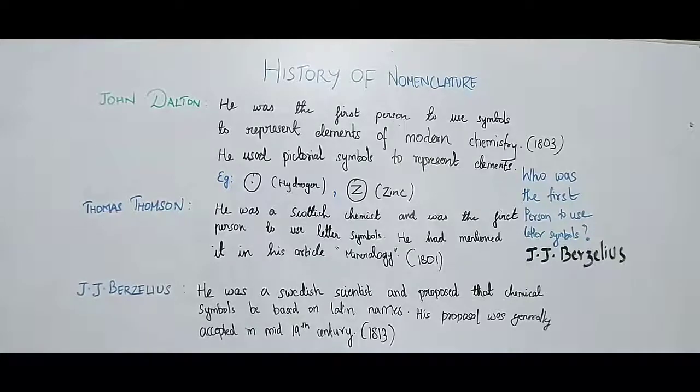Now let us learn about the history of nomenclature. First, let us look at John Dalton. He was the first person to use symbols to represent elements of modern chemistry. He used pictorial symbols to represent elements in the year 1803. Example, a dot inside a circle is known as hydrogen and a Z inside a circle is known as zinc.